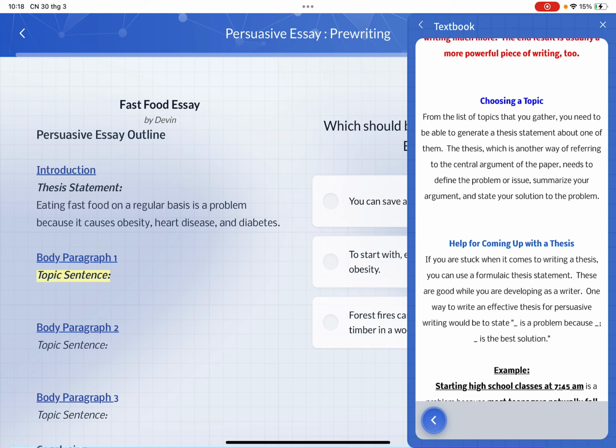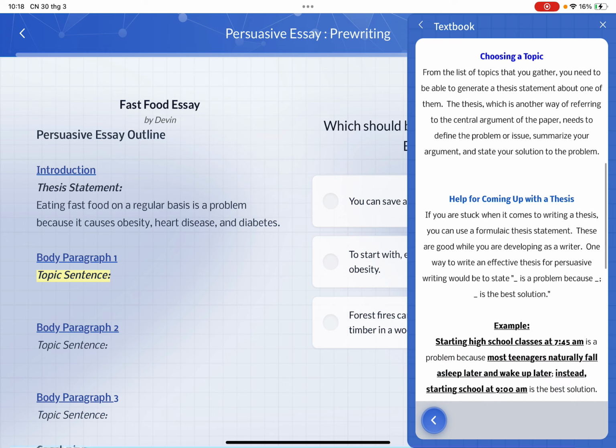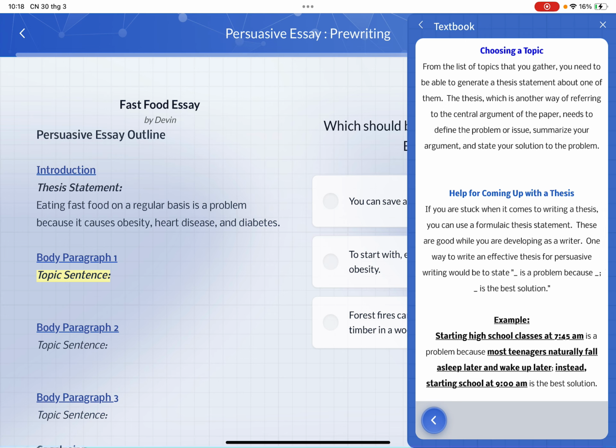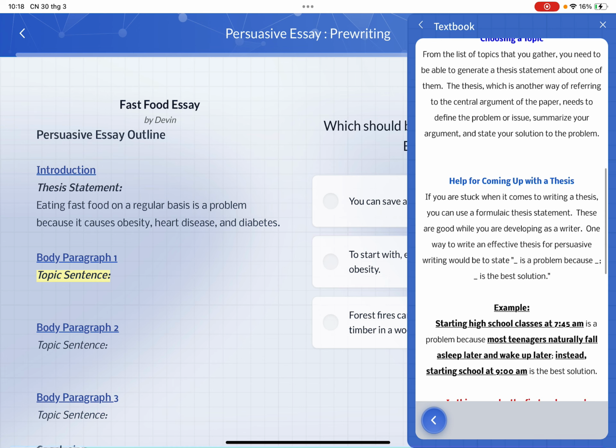Now, from the list of topics that you gather, you need to be able to generate a thesis statement about one of them, at least one of them. Now, the thesis, which is another way of referring to the central argument of the paper, you need to define the problem or issue, summarize your argument, and state your solution to the problem.